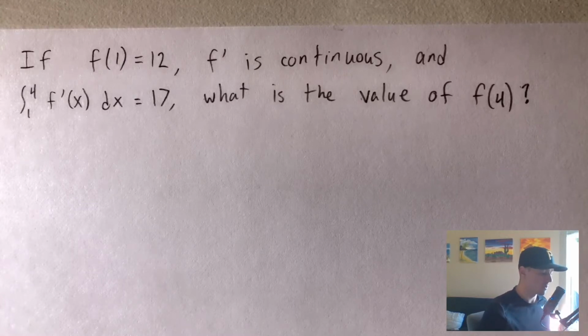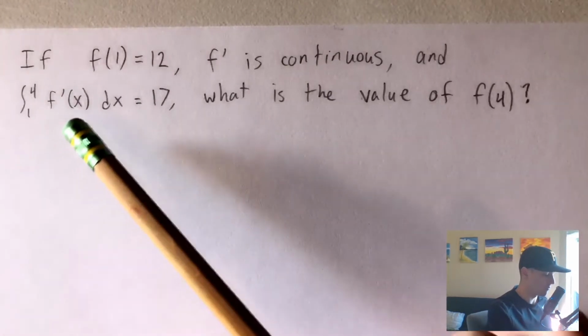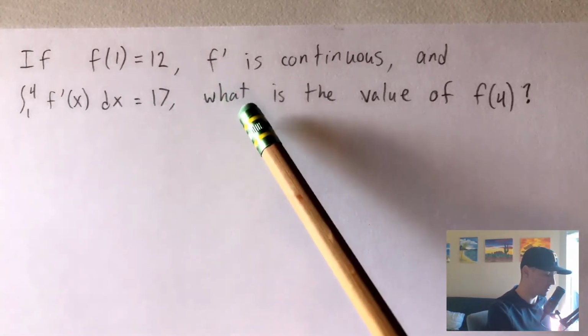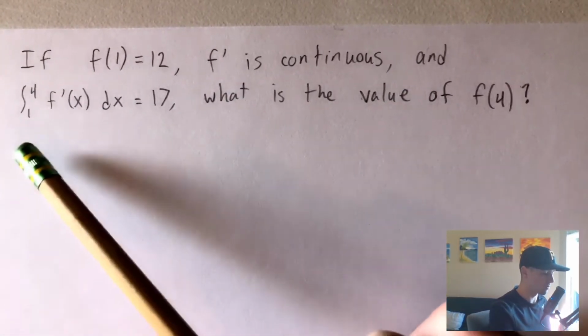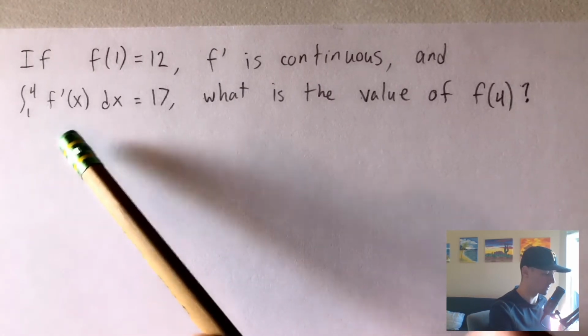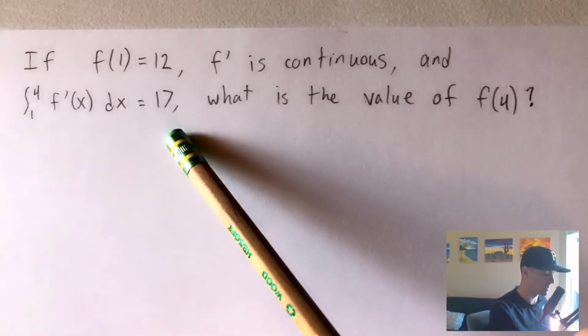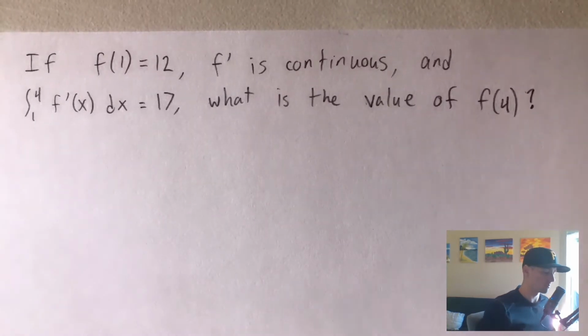Here's the problem we're going to be going over today. The problem is, if f of 1 equals 12, f prime is continuous, and the integral from 1 to 4 of f prime of x with respect to x is 17, what is the value of f of 4?